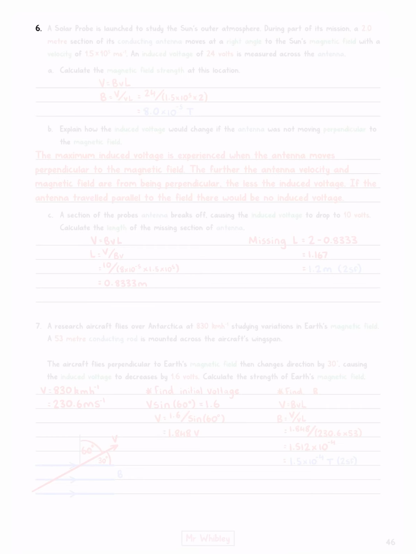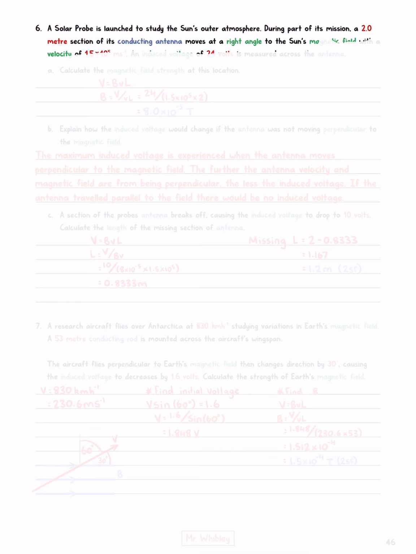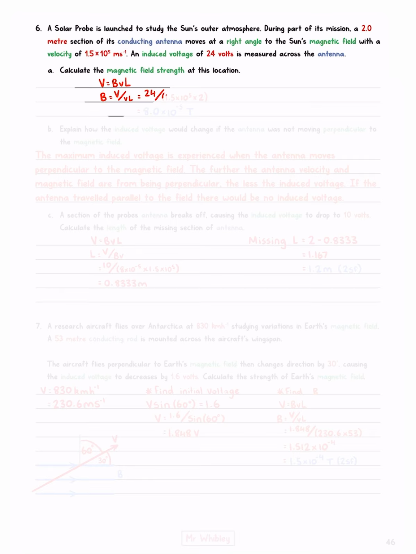Question 6. A solar probe is launched to study the Sun's outer atmosphere. During part of its mission, a 2-meter section of its conducting antenna moves at a right angle to the Sun's magnetic field with a velocity of 1.5 times 10 to the 5 meters per second. An induced voltage of 24 volts is measured across the antenna. Calculate the magnetic field strength at this location. V is equal to BVL. To find our B, we divide both sides by VL. Putting in our voltage, our velocity, and our length gives us 8.0 times 10 to the minus 5 Tesla.